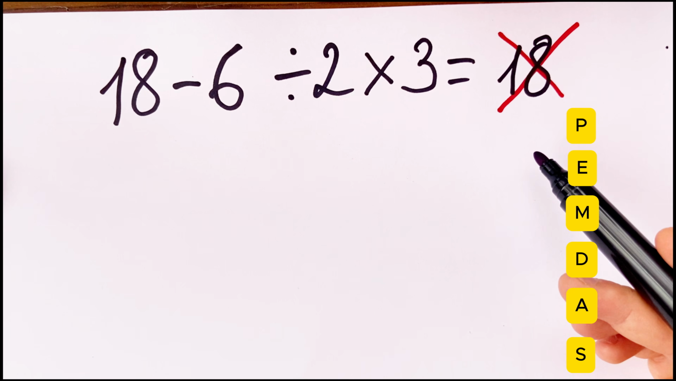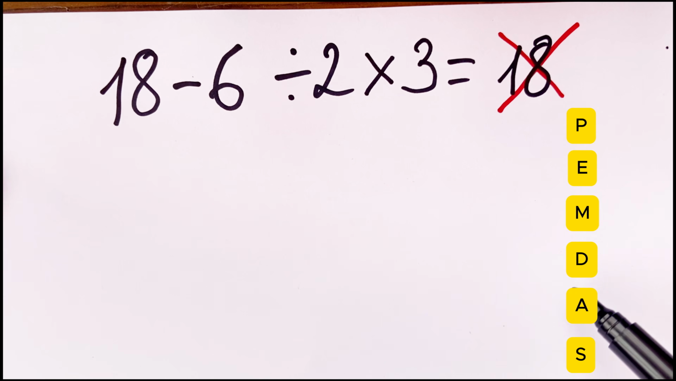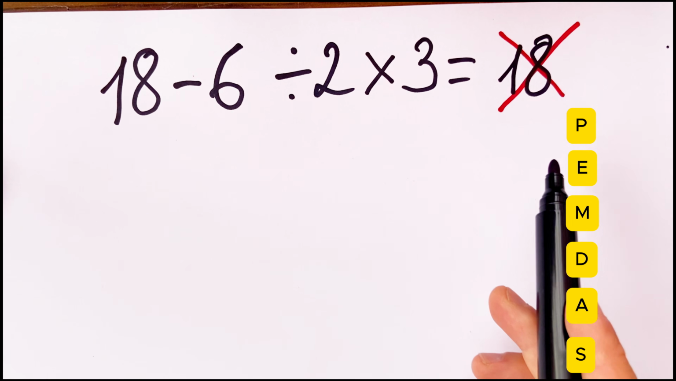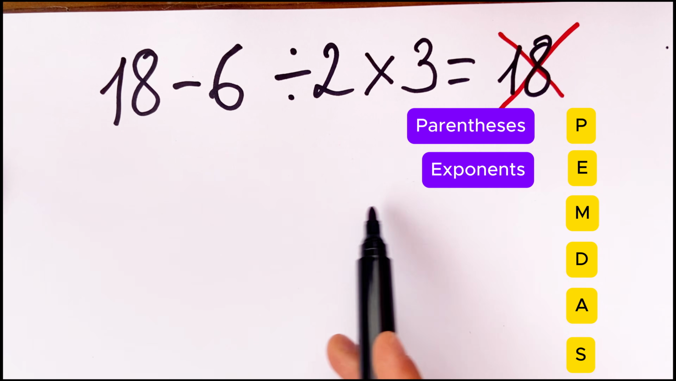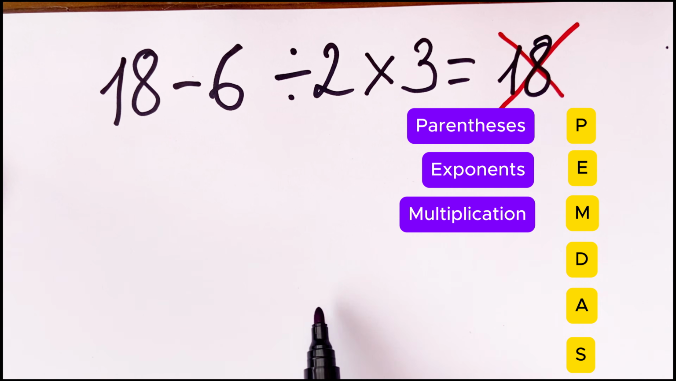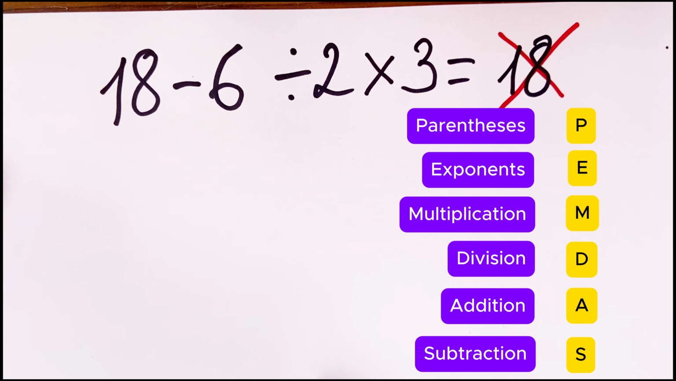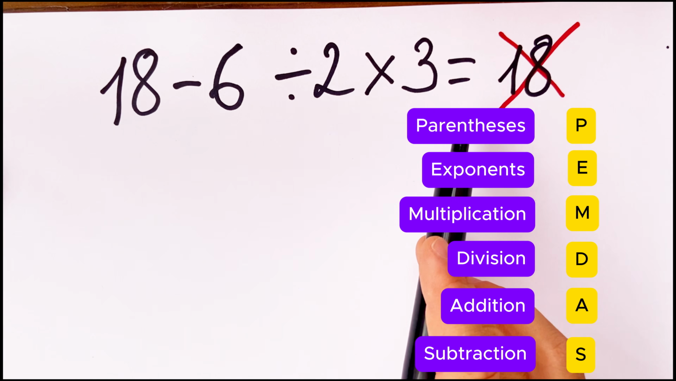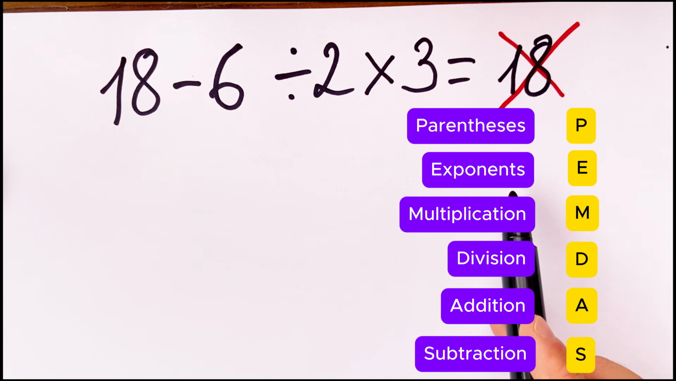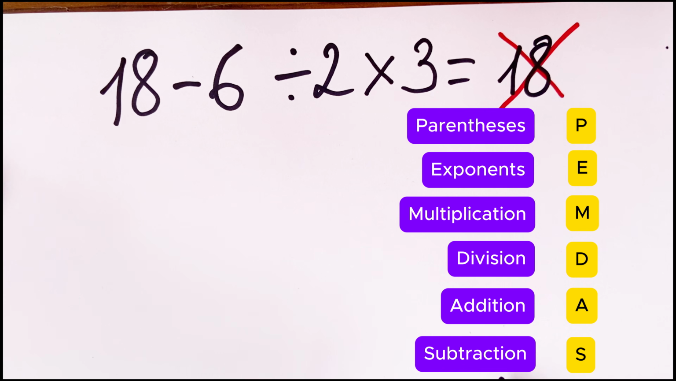Here's the right way to solve it. We will use the order of operations rule, which is PEMDAS. It stands for parentheses, exponents, multiplication, division, addition, and subtraction. This tells us the order in which we must solve the equations. Parentheses first, exponents second, then multiplication and division, then addition and subtraction.